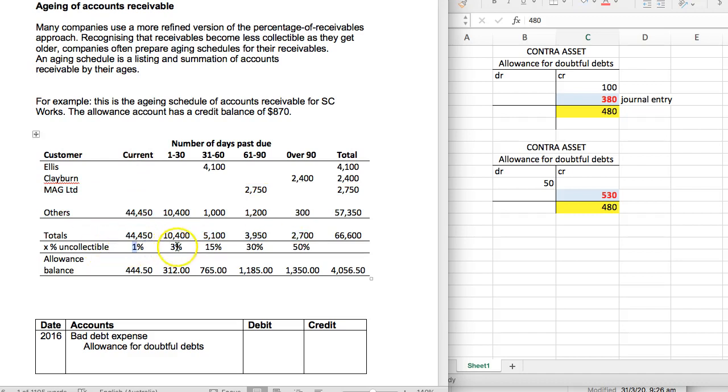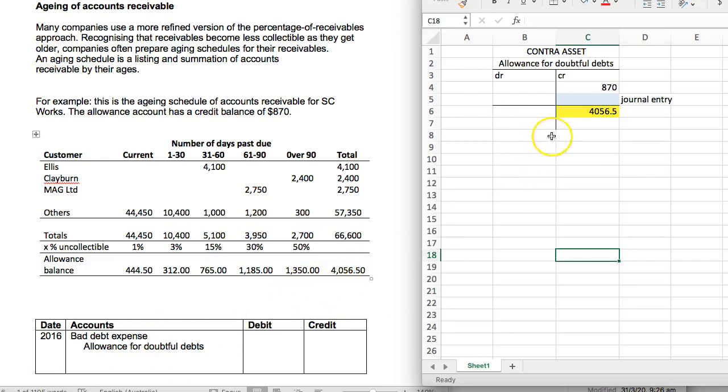Then you can apply a different percentage for each category. So for example, if it's not overdue, there's a very low percentage of being a bad debt. But if you've been waiting over 90 days, you have a very high percentage that you won't get it. So you get the accounts receivable number times the percentage, and you get this number here, and you do that in each column, and then you add them all up. So you add all this up, and it will give you this number here. So this number is your allowance for doubtful debts balance.